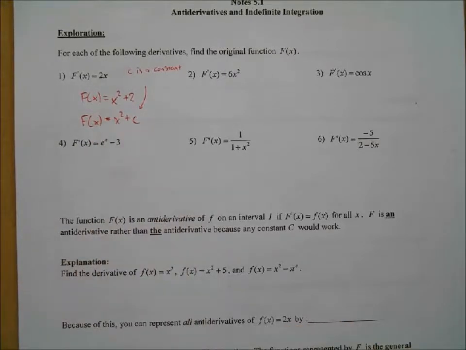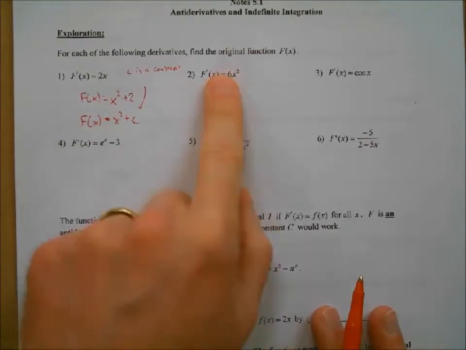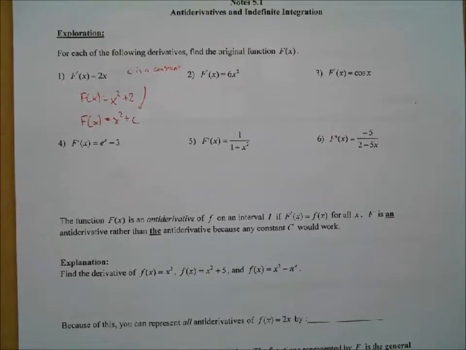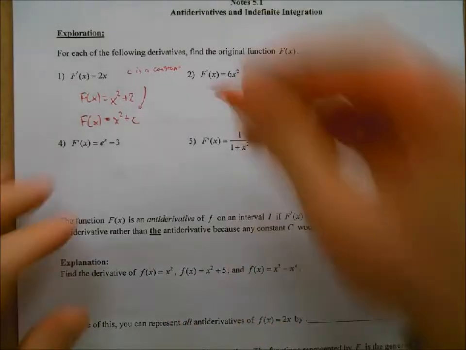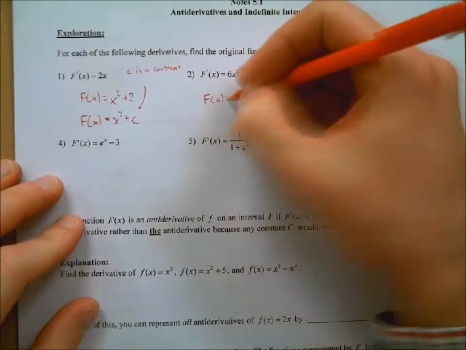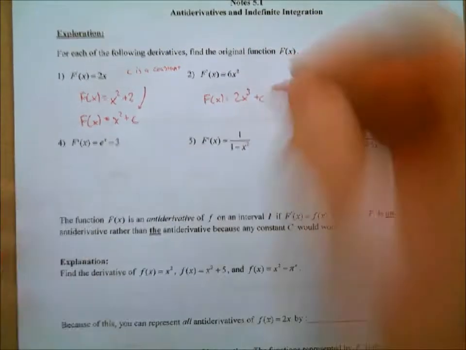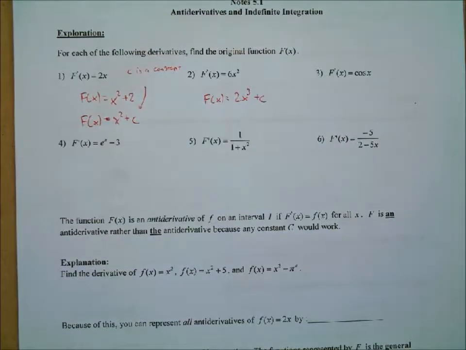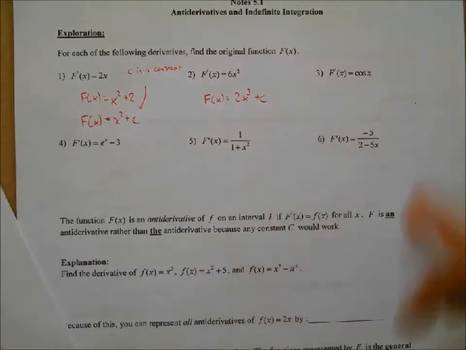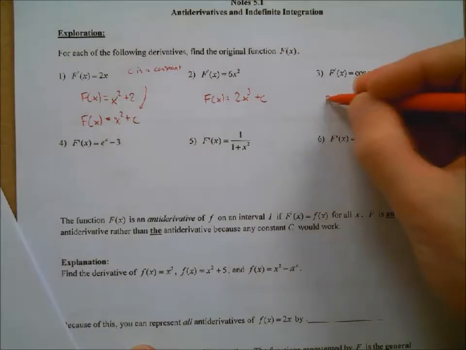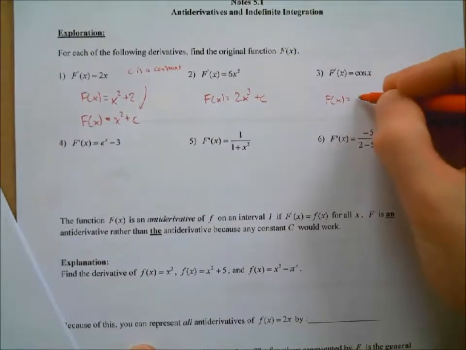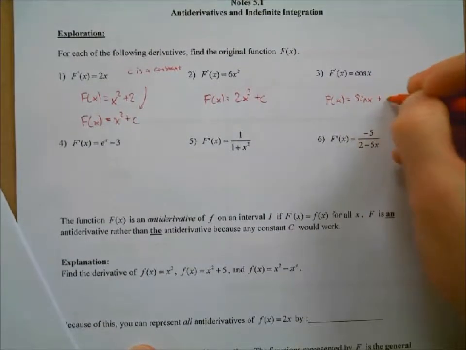Okay? So what about f prime of x equals 6x squared? What would its original function be? It would be 2x to the third. And again, if you want to put the little plus c on there at the end. Okay? Very good. What about cosine of x? What is its original function? Sine of x. And again, we can put a little plus c on at the end there.